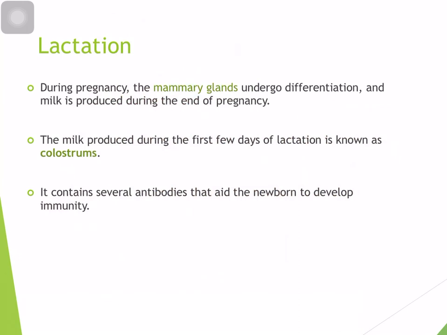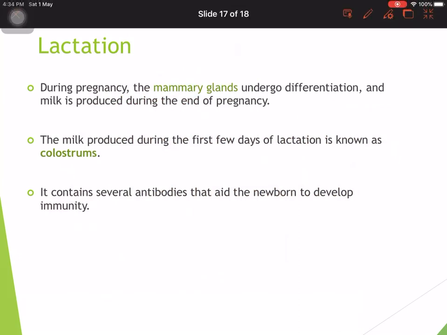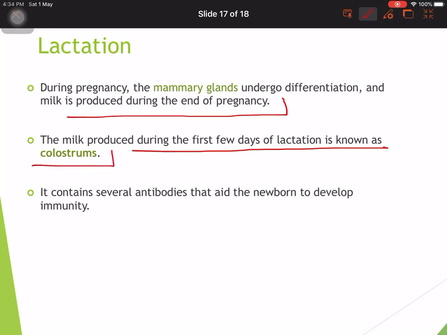Now the lactation period. During pregnancy, the mammary gland undergoes differentiation and milk is produced at the end of pregnancy. The milk produced during the first few days of lactation is known as colostrum. It is very rich in antibodies, and that's why it is said that for babies up to the age of 6 months, the mother's milk is the best. It contains several antibodies that aid the newborn in developing immunity.